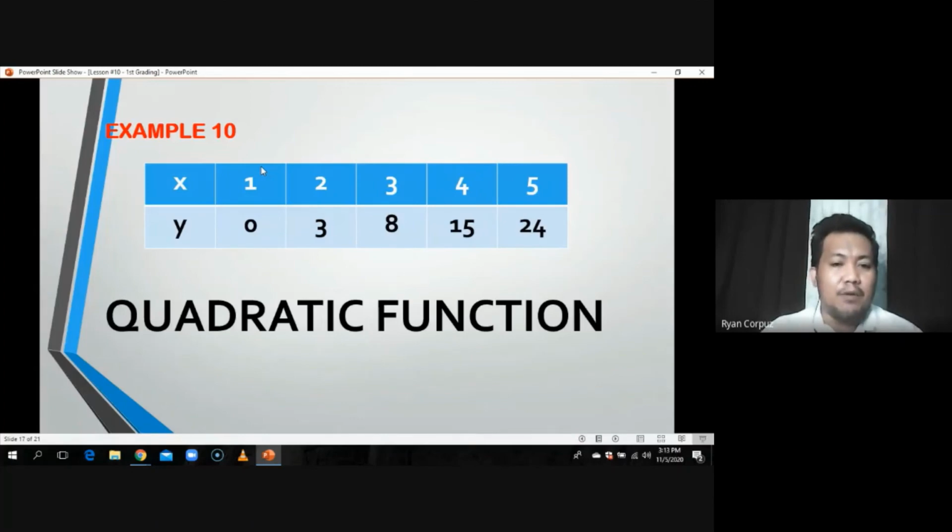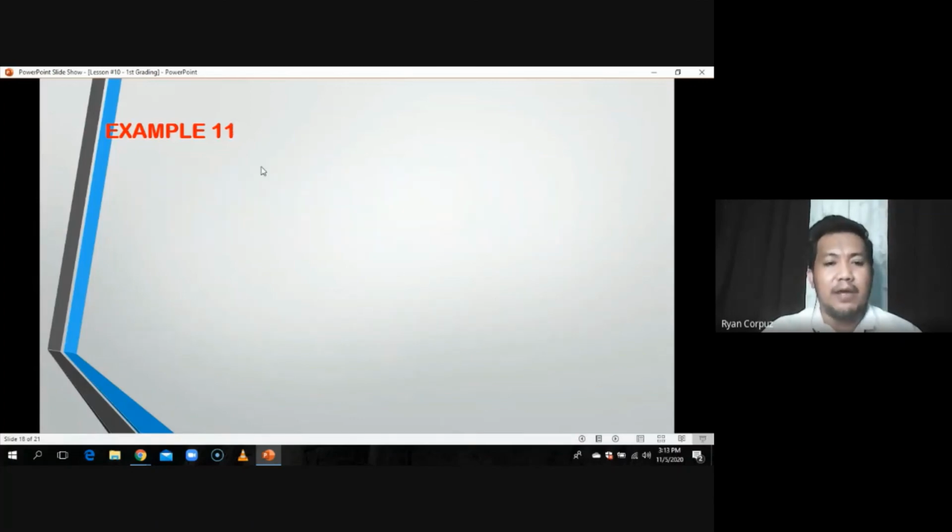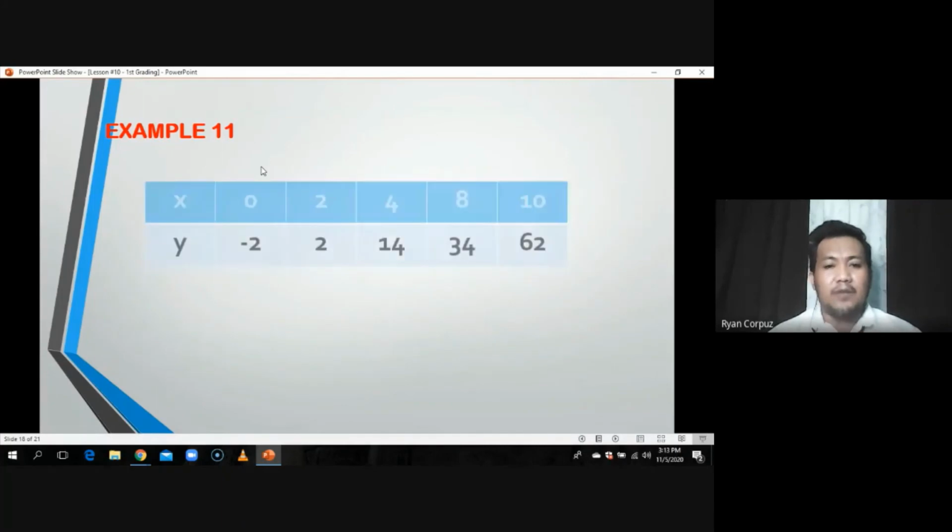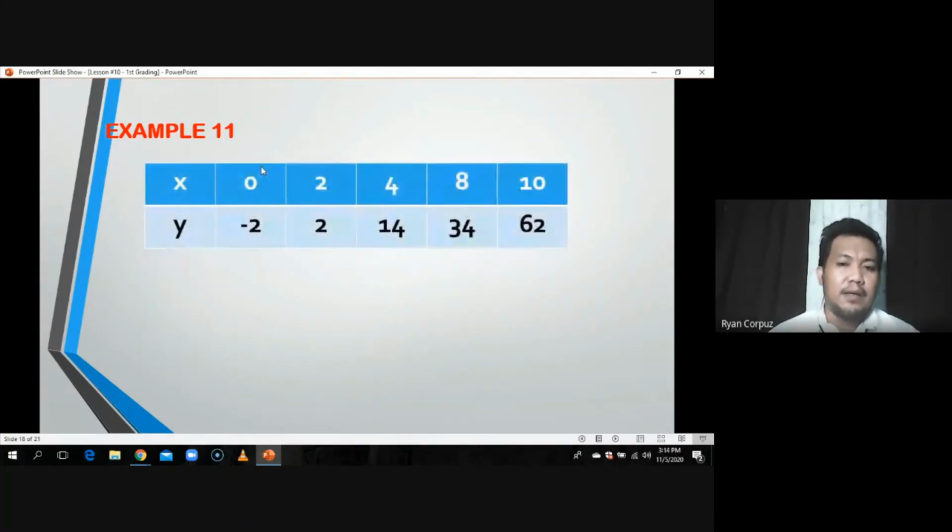Next tayo, example number 11. So for example number 11, we do have here a given table of values again. So we do have 62. Let's find out the second difference. 62 minus 34, we do have here 28. 34 minus 14, that would be 20. So 28, 20. 14 minus 2, that would be 12. Then 2 minus negative 2, that would be positive 4.